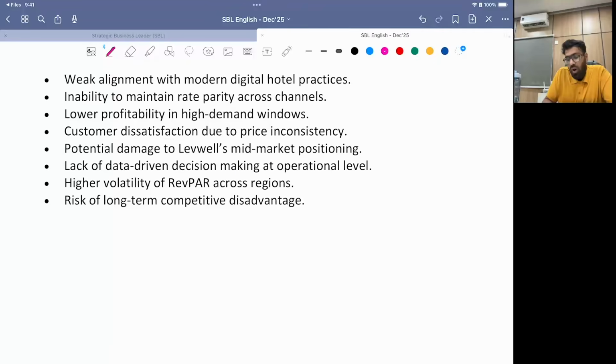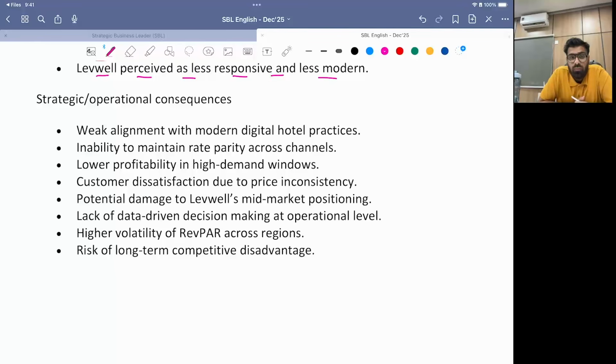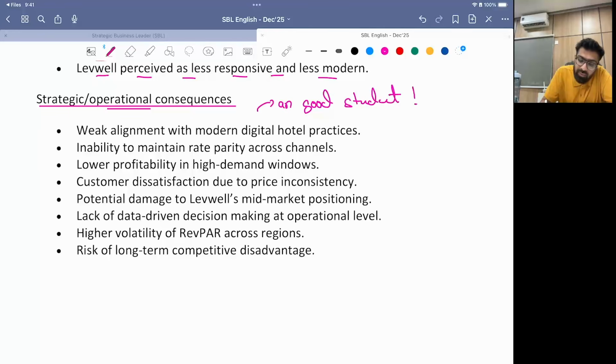Now, sir, what if we did nothing now? What would be the problem? What would be the consequences? This is something a good student is going to comment on, and a good student will focus on this area, because the above one was copy-pasting from the question that you have got, right?